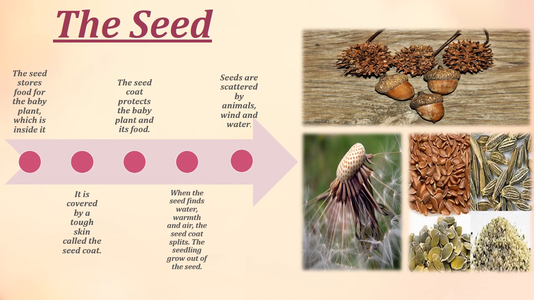To begin with, the baby plant uses the food stored in the seed. Then it grows its own leaves and starts making food.